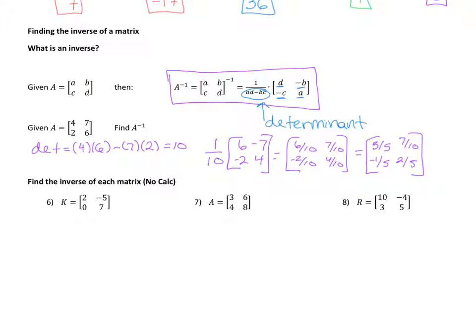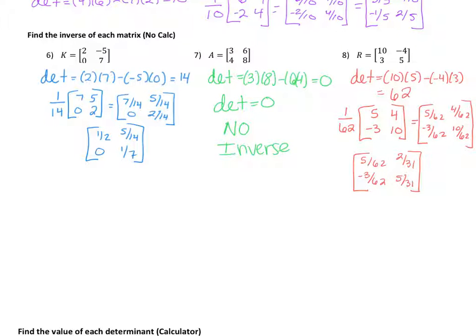Now try 6, 7, and 8 and find the inverse of those matrices. When you are done, play the video to check your answers. Okay, now check your answers. Notice in number 7, our determinant was 0. If we get a determinant of 0, that means there is no inverse or no possible inverse for that matrix.